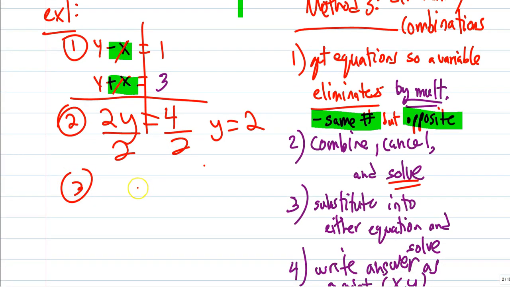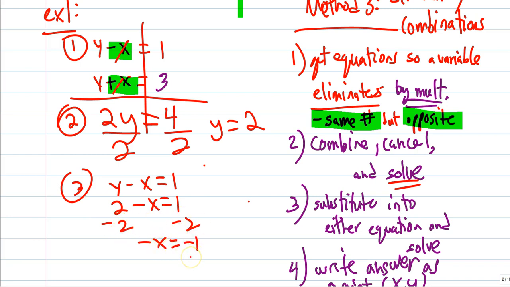So I need to go y minus x equals 1. Either equation will work. 2 minus x equals 1. Subtract the 2. Negative x equals negative 1. Divide by the negative 1. And x equals positive 1.